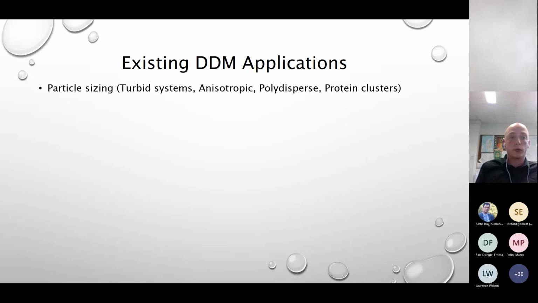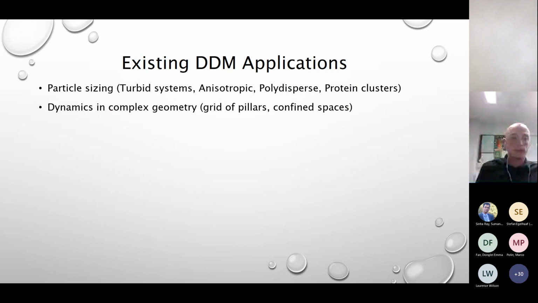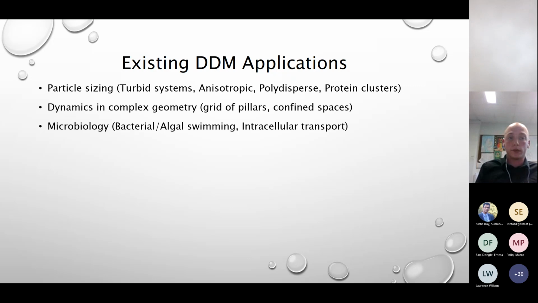I've said we can do particle sizing. This includes really turbid systems, anisotropic stuff, and even protein growth, protein clusters. You can look at dynamics in some really complex geometry. So with the fluorescence experiments that I mentioned before, people have even used that to look at vesicle transport inside a cell as it's going about its day without killing the cell. So in other words, even in these really complex setups, you can still get a lot of information.